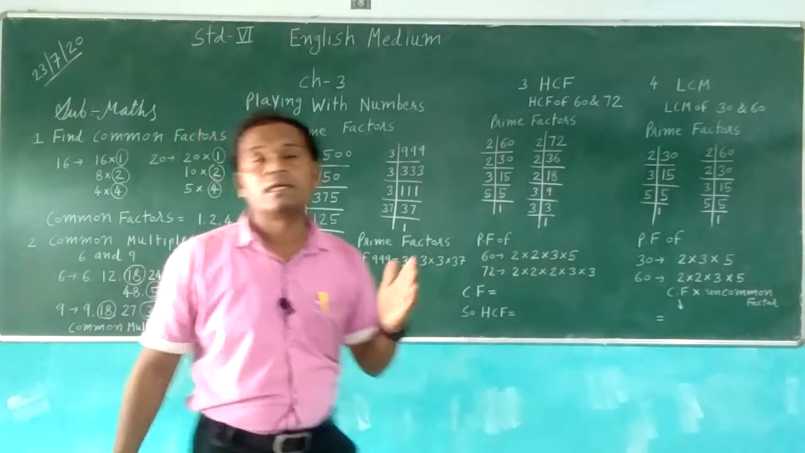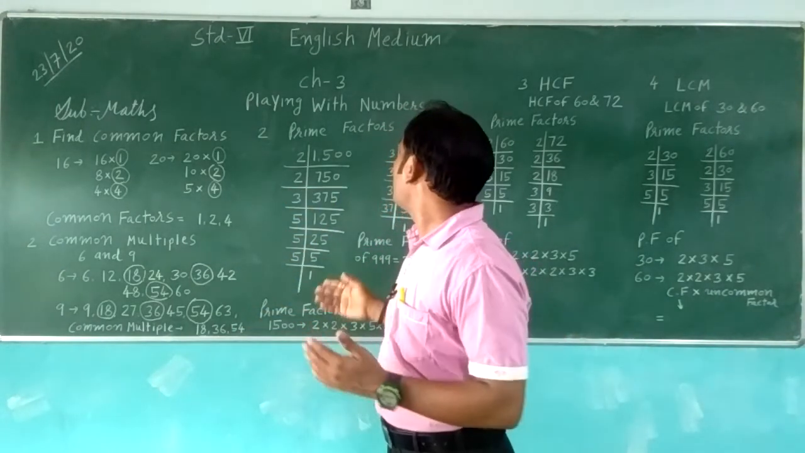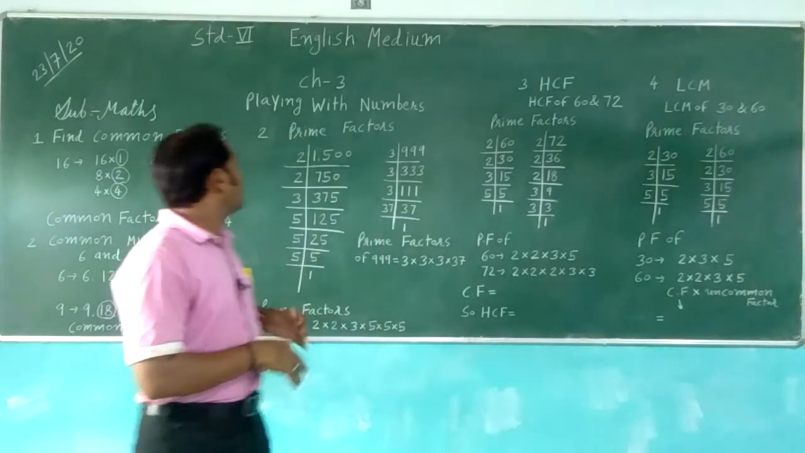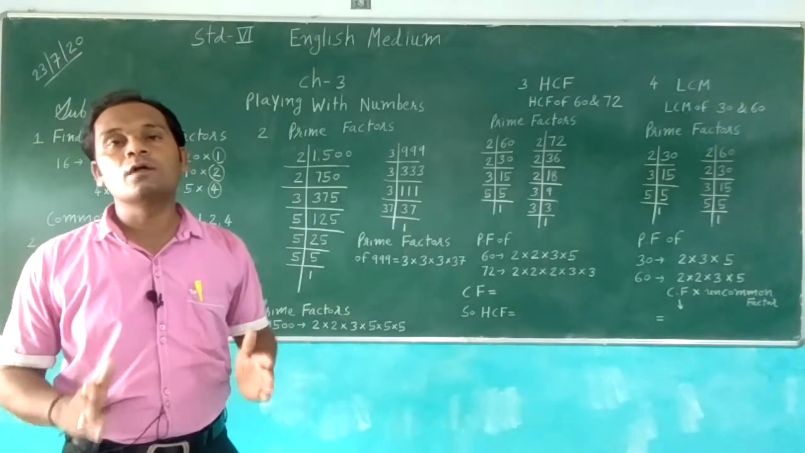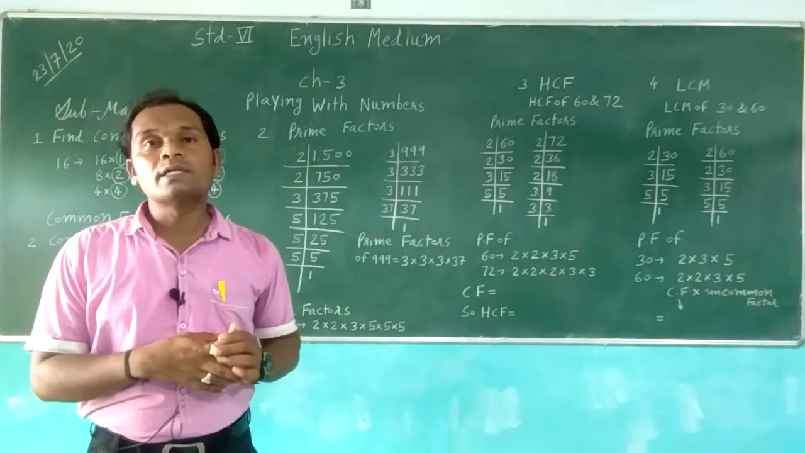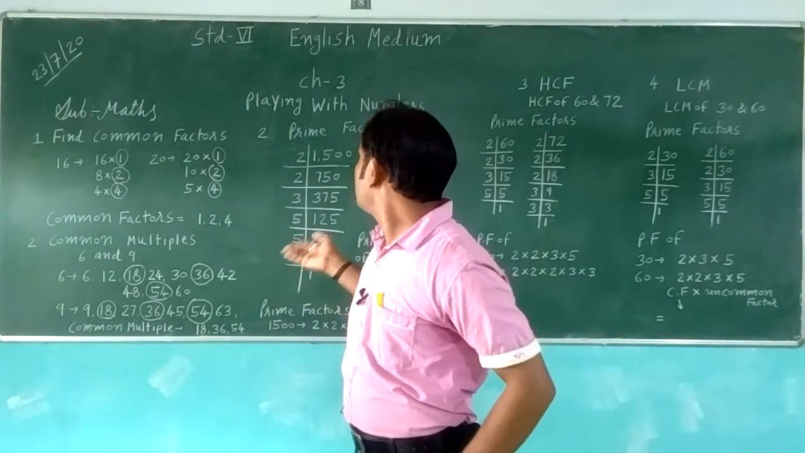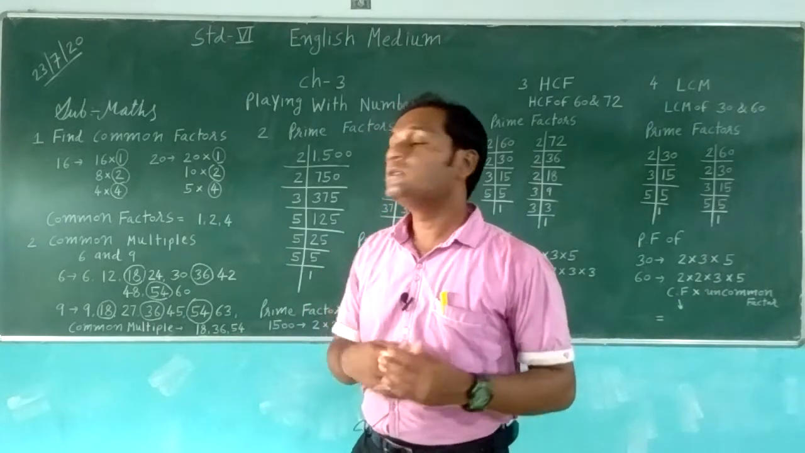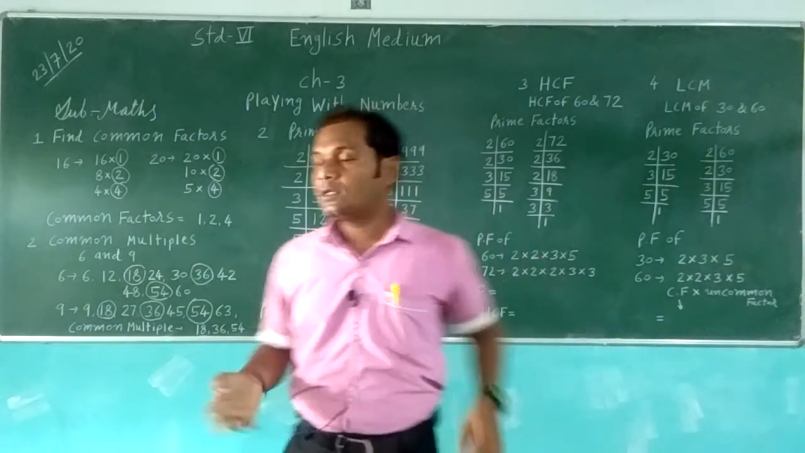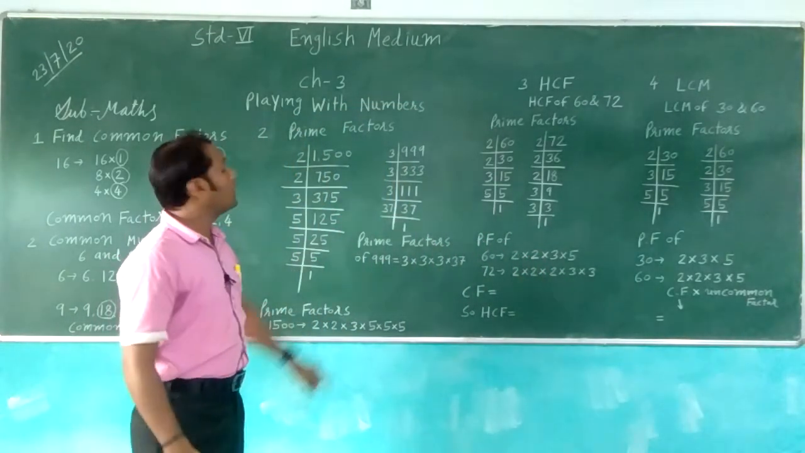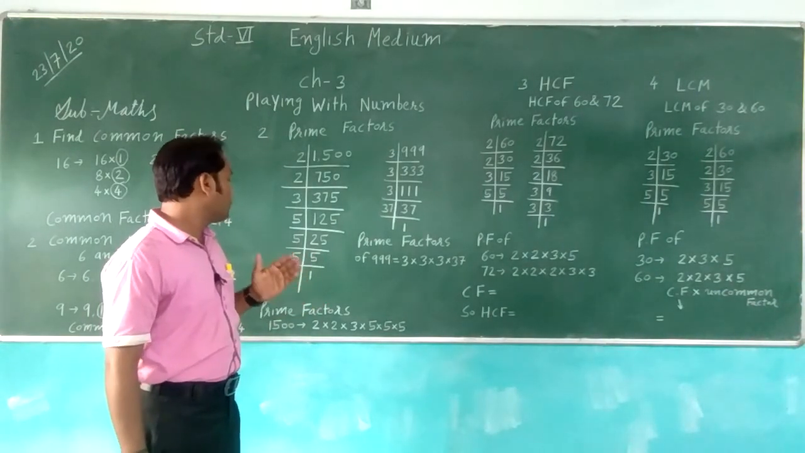Now I hope you understand how to find common factors and common multiples. Now we have a different thing. We have a given number and we need to find prime factors of it. A big number is given and we need to find prime factors, not common, just prime factors of the given number. We have the number 1500. Those factors we need to find.